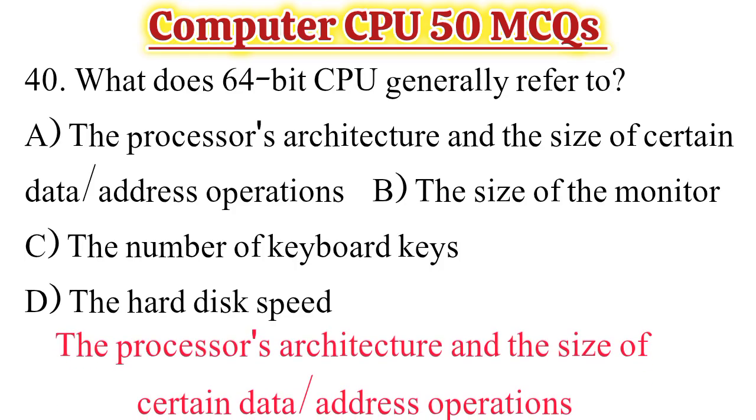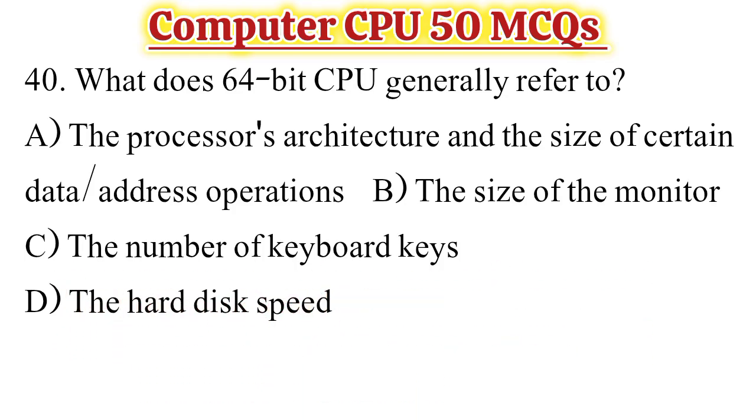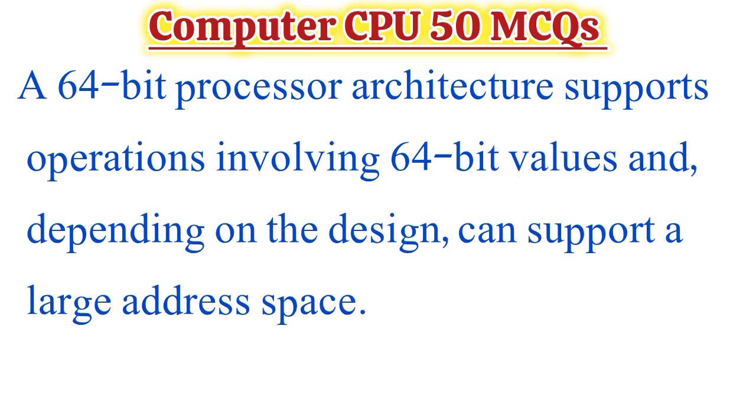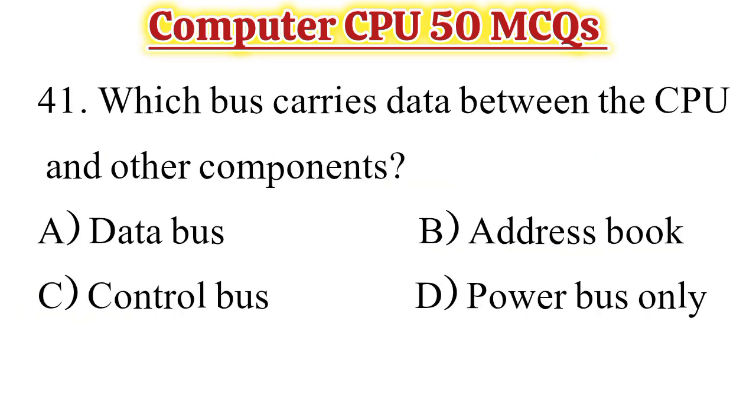Answer: the processor's architecture and the size of certain data/address operations. A 64-bit processor architecture supports operations involving 64-bit values and, depending on the design, can support a large address space. 41. Which bus carries data between the CPU and other components? A. Data bus. B. Address book. C. Control bus. D. Power bus only.